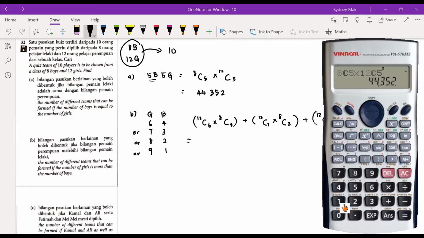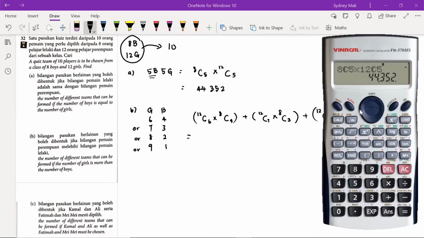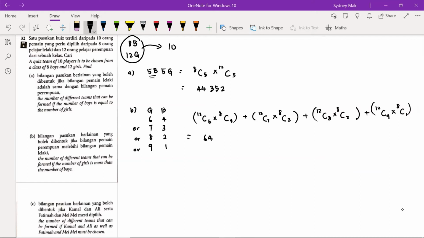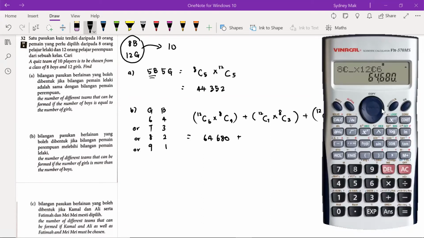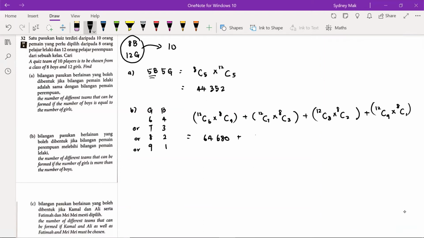So let's put in 8C4, and 12C6, 64,680 ways, followed by 8C3 and 12C7, 44,352 ways. Continue.